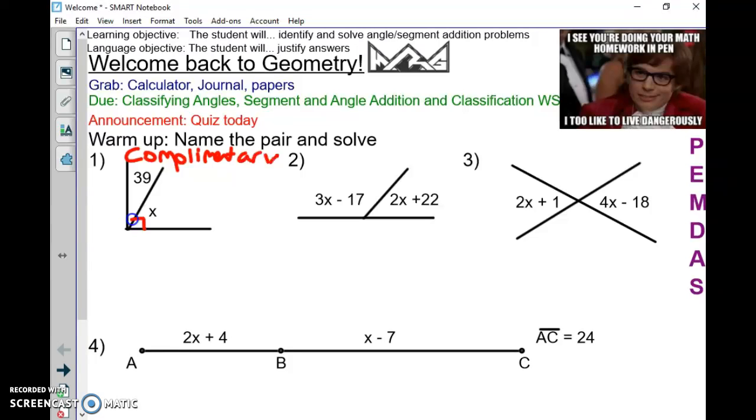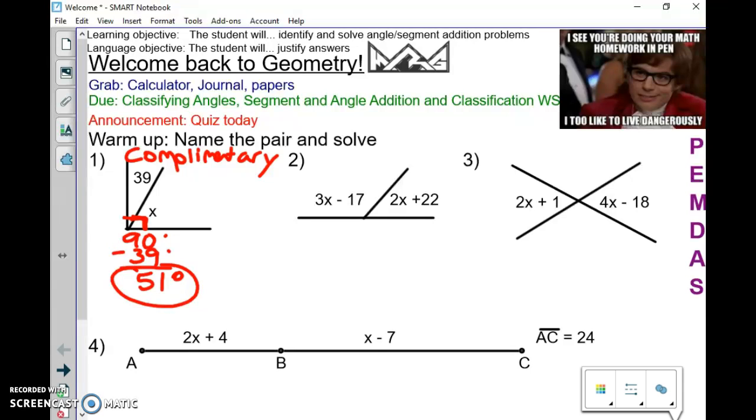So, on number one, complementary. And then, if I know they add up to 90, how do I figure out x if one of them's 39? We're going to subtract. So 90 minus 39 is 51 degrees. Okay. Cool. And now we'll move on to number two.